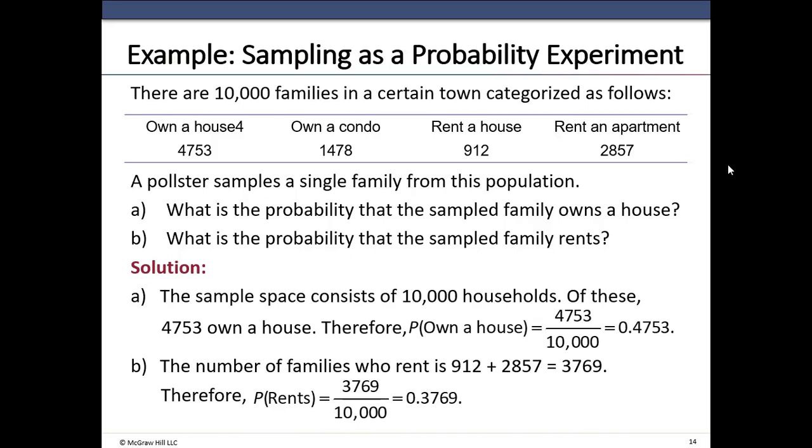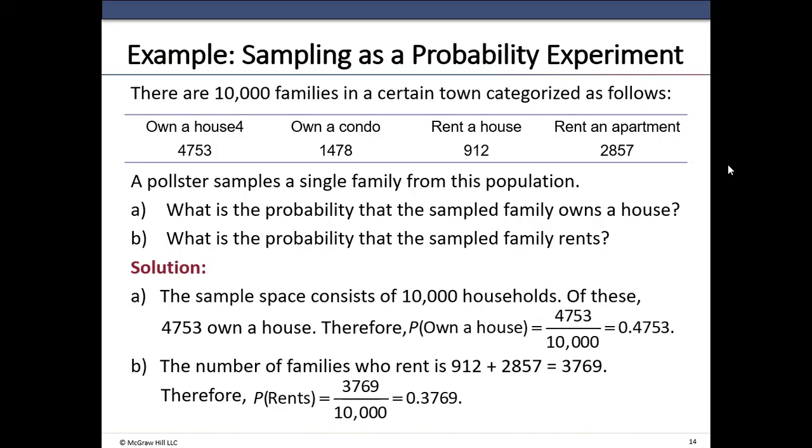First, we need to get the sample size, which is 10,000. Out of them, 4,753 own a house. So the probability that a selected person owns a house is 4,753 out of 10,000, or 0.4753.